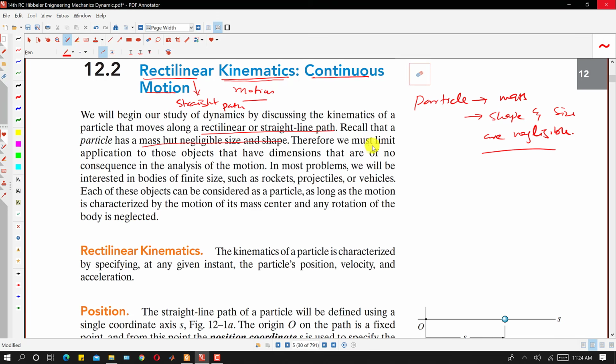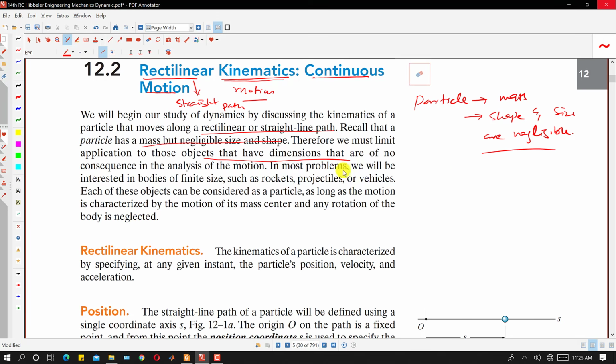It is said that therefore we must limit application to those objects that have dimensions that are of no consequence in the analysis of motion, right. So we will consider all those objects which have dimensions, but those dimensions will have no effect on the analysis of motion. Let's say we consider a car, right, so its shape has an effect on the motion, producing drag or friction force, but in the dynamics of particles, we will assume that there is no effect of the dimensions of a car on its motion, right.